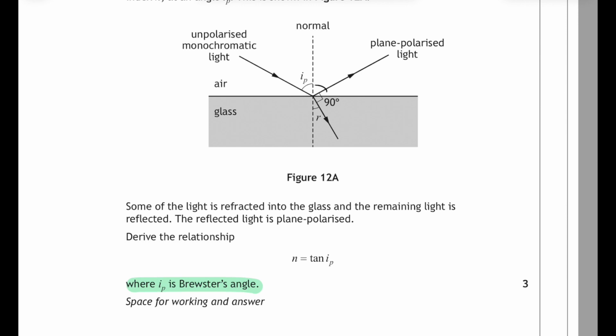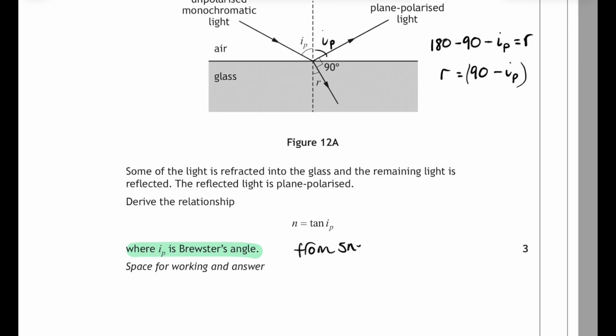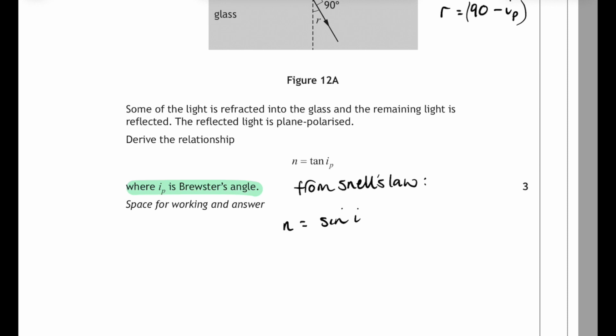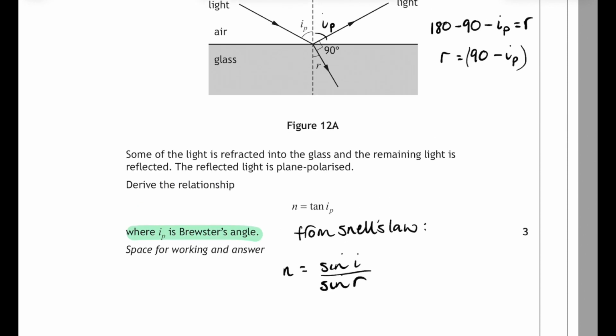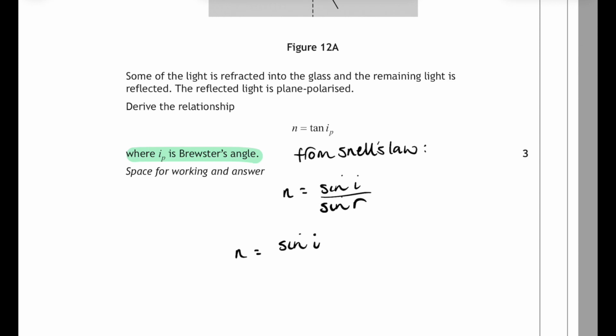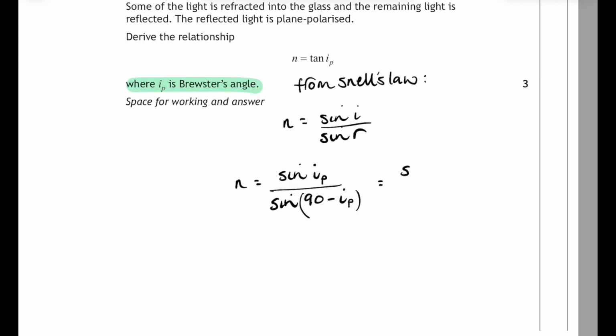Well, our starting point here is that the reflected ray will be at an angle of IP to the normal because of the law of reflection. And therefore 180 minus 90 minus IP will be equal to the refracted angle, angle R. And simplifying that, R is equal to 90 minus IP. And then from Snell's law, n is equal to sine I over sine R. And because R is 90 minus IP, that becomes sine IP over sine (90 minus IP). And the sine of 90 minus IP is equal to cos IP. And sine IP over cos IP is tan IP. And that's the relationship we're asked to derive.